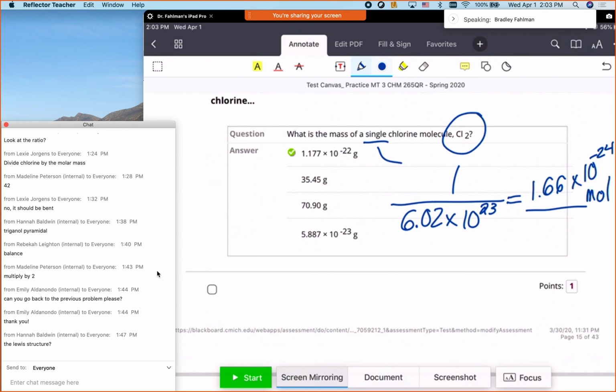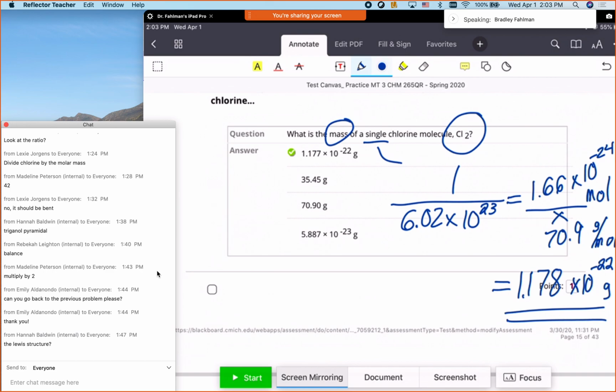And then now we want to know mass, and so we're going to multiply by 35.45 times 2, so times 70.9. And that's your 1.178 times 10 to the minus 22 grams. Okay, way too many sig figs here, but yeah, that's the answer.